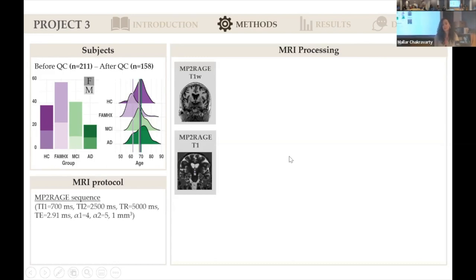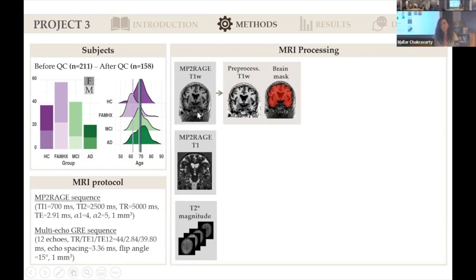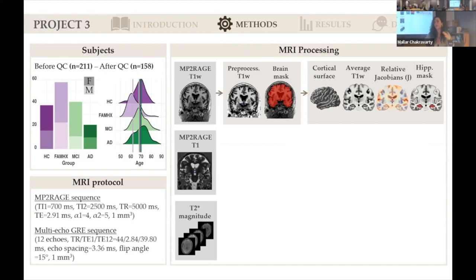For the MRI protocol, we used the MP2RAGE sequence in order to have a T1 weighted scan and also a T1 map. And we used a multi-echo gradient echo sequence with 12 echoes to have the T2 star magnitude. From the T1 weighted scan, we did the classic processing to obtain the pre-processed T1 weighted scan and also have this brain mask. We used CIVET to extract cortical surface and cortical metrics such as cortical thickness and surface area. We used deformation-based morphometry to create an average T1 weighted scan and also to calculate Jacobians, which are a measurement at the voxel level of volume change. And we also created a hippocampal mask in order to restrict our voxel-wise analysis to the hippocampus.